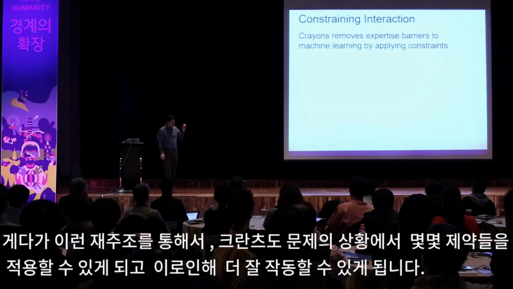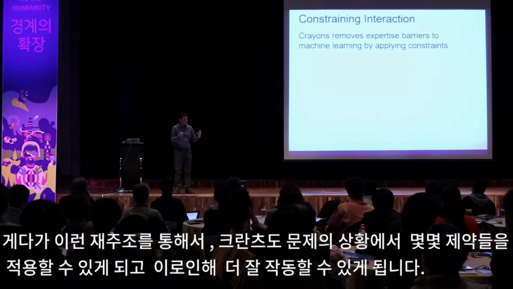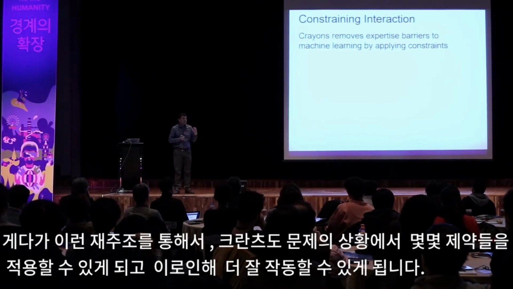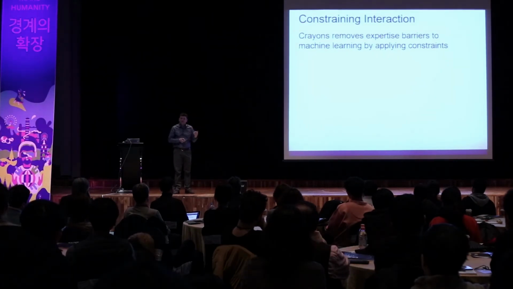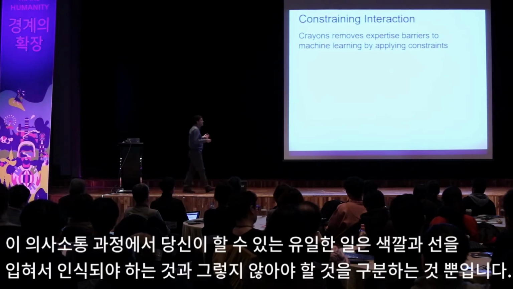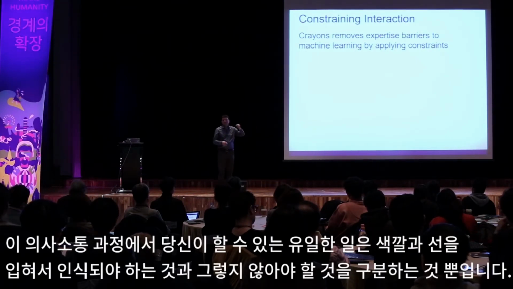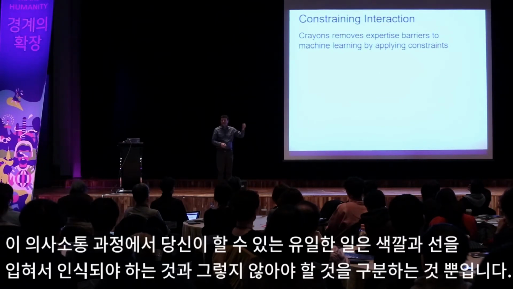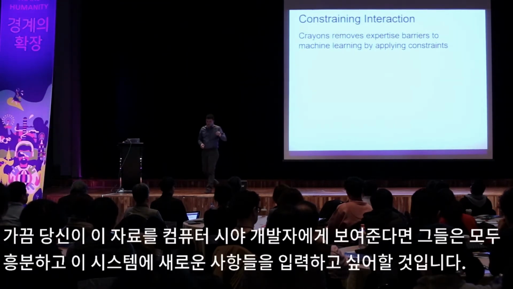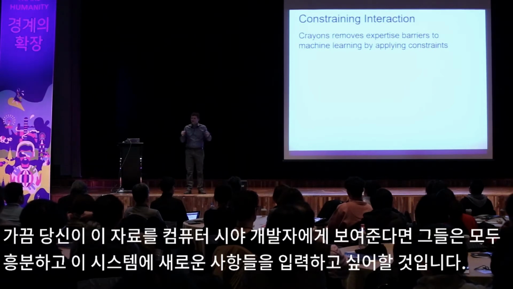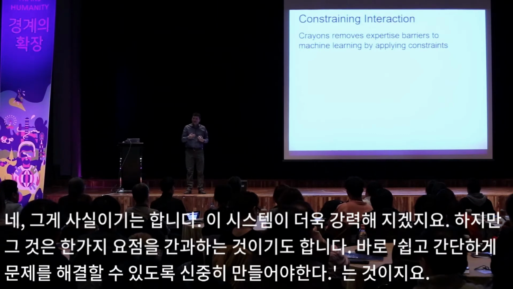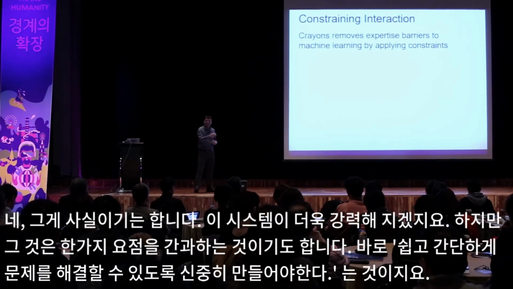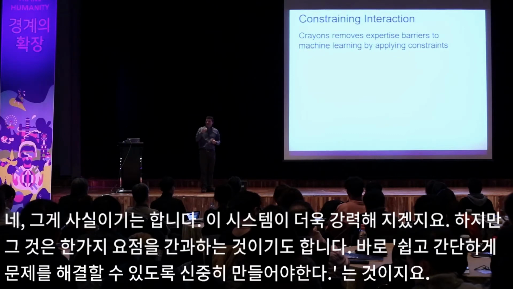And so, in addition to this recasting, Franz makes it work because it applies severe constraints onto the problem, right? The only thing you can do in this interaction is color and draw lines and indicate what should be recognized or not. Sometimes you show this work to computer vision people and they get all excited and they want to add new features and new capabilities into the system. And that's true, it could be more powerful, but that would miss the point also, right? The point was to make it really quick and easy to solve these kinds of problems.